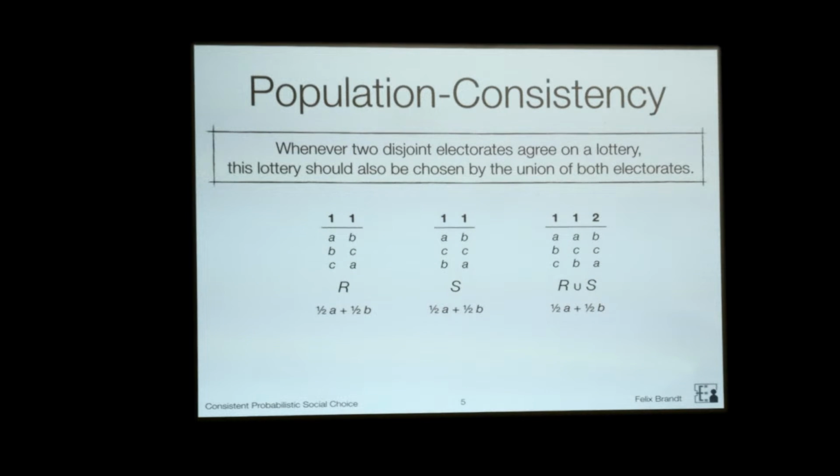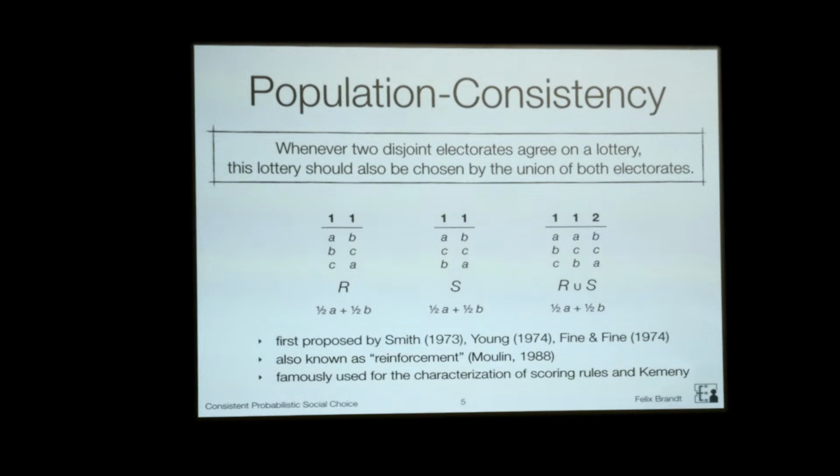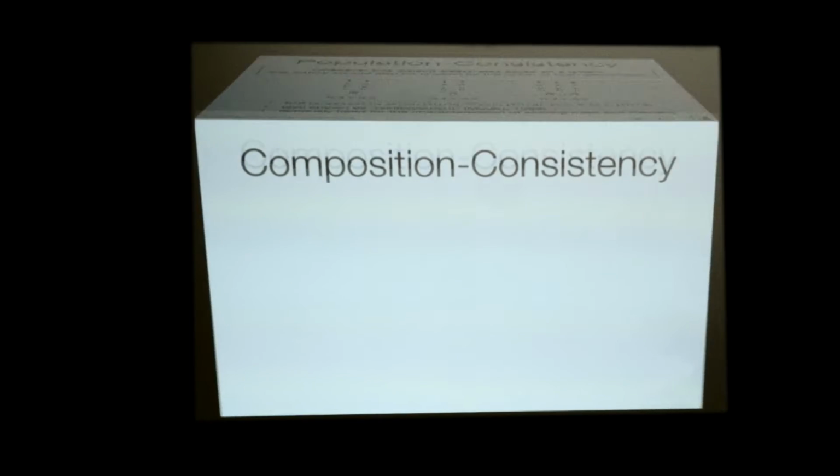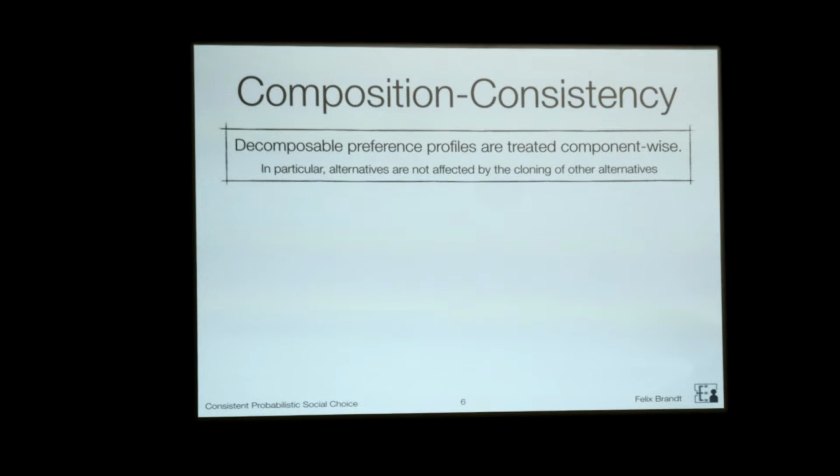That is very straightforward. And this condition is famously used for the characterization of scoring rules in social choice theory. And in a slightly different context, it has also been used for the characterization of Kemeny's rule. Now, the second axiom, composition consistency, is a bit less known in social choice theory, and I would say it's a bit underappreciated because it's mathematically actually very elegant. So here the idea is as follows. Whenever it's possible to decompose a preference profile into different components, then we should be able to apply the function to each of these components separately and then just merge these results in an appropriate way.